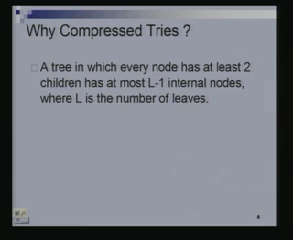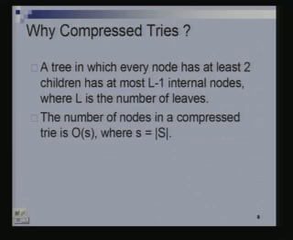How many leaves are there in my trie? Number of words. This says that the number of internal nodes is going to be the number of words minus 1 at most. So, the number of nodes in a compressed trie is order of S, where S is the number of words. Capital S was the set of strings, so S is the size, the number of words. So, this is the number of nodes in a compressed trie.